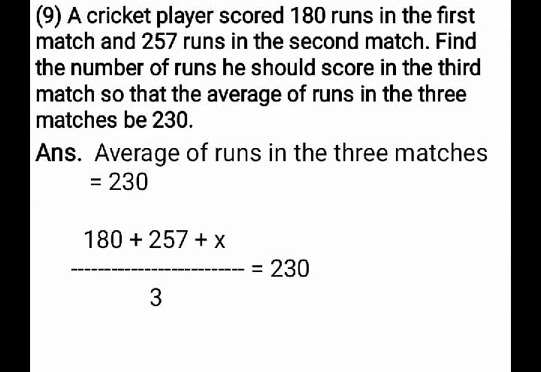So you have to add these numbers, 180 plus 257. 0 plus 7 is 7. 8 plus 5, how much? 13. 1 you have to carry here. Then 1 plus 1, 2. 2 plus 2, 4. That is 437 plus x is equal to 230 into 3. You have to cross multiply.